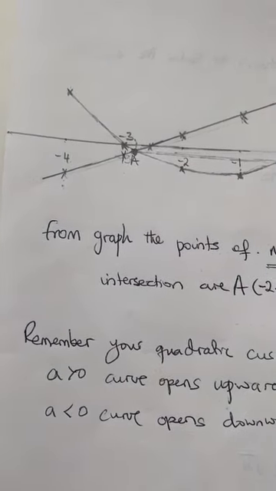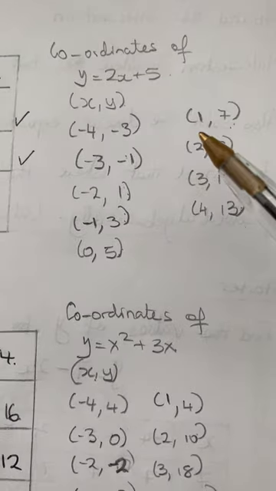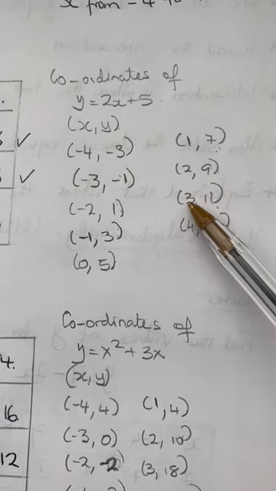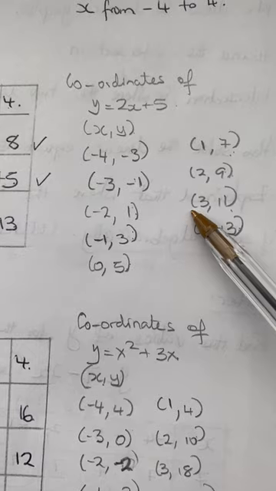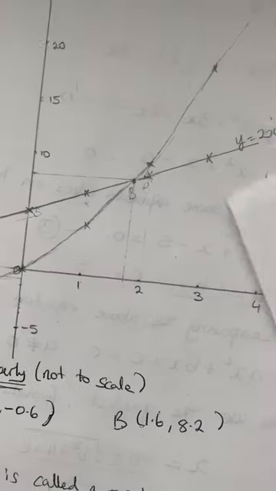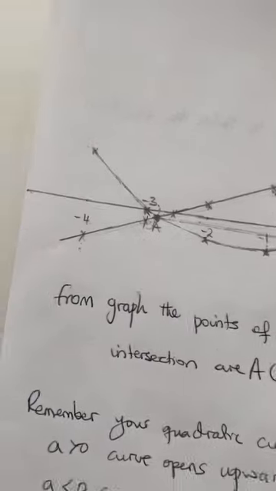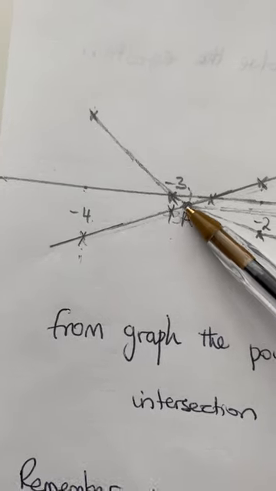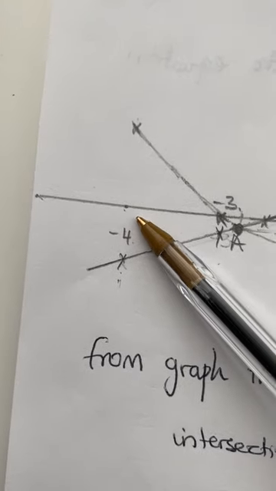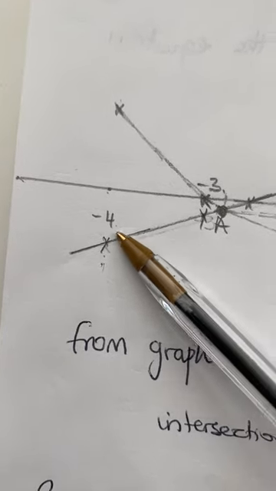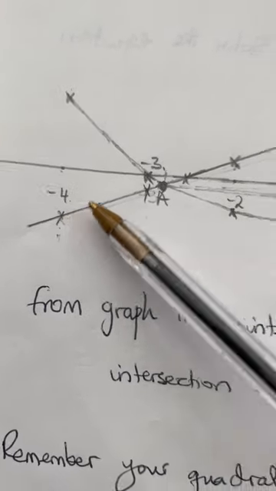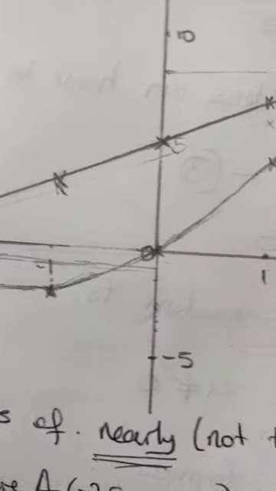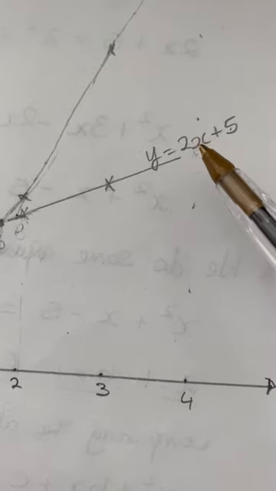So if I use the coordinates, this one here, I found from the table, these are the coordinates. Look at it very carefully. So here, you can pause, okay? So what did I do? When x is minus 4, y is minus 3 for my linear graph. So first of all, I use the coordinates to plot my linear graph. So that's my linear graph here.